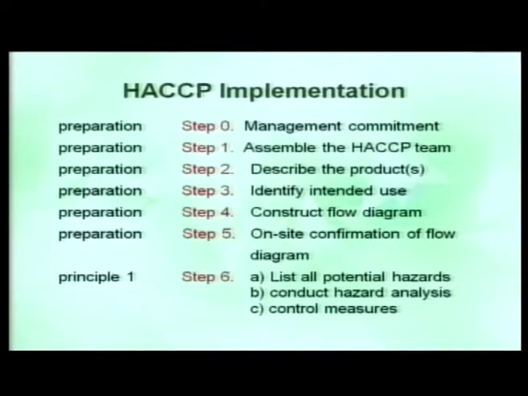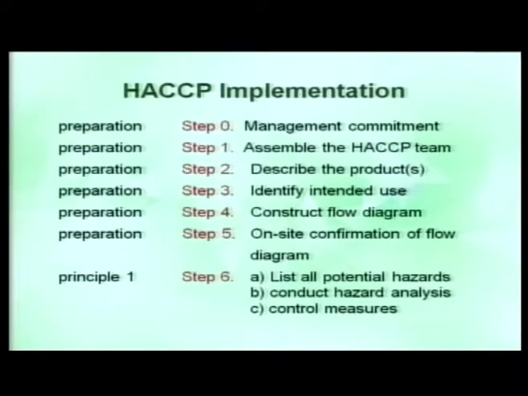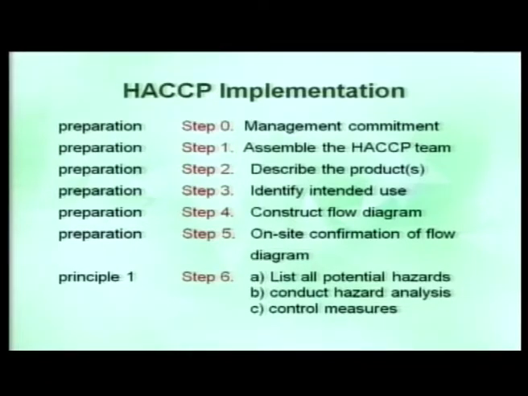Step 2 refers to the description of the product. The product includes finished products, raw materials and any product contact material which comes in contact with the food products. Step 3 of the HACCP implementation is the identification of the intended use. When we say intended use, it means who is going to consume my product when I supply it. So certain specific conditions of certain categories of the product need to be identified at this stage.